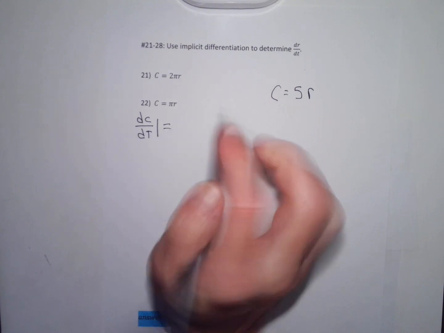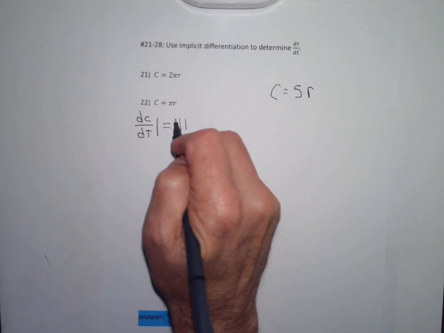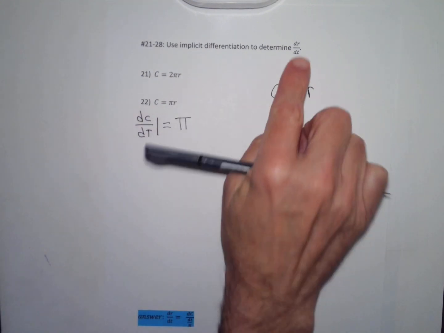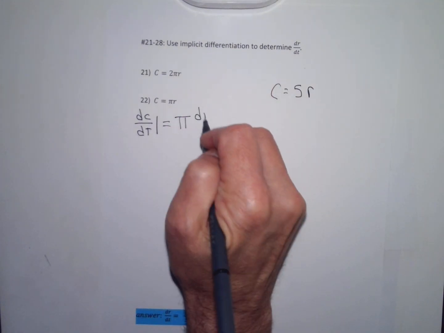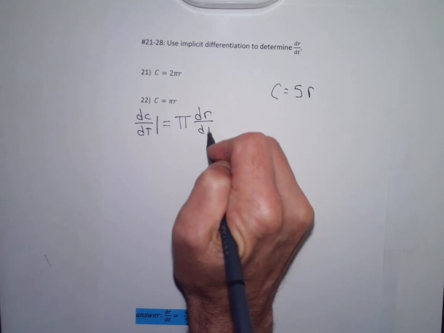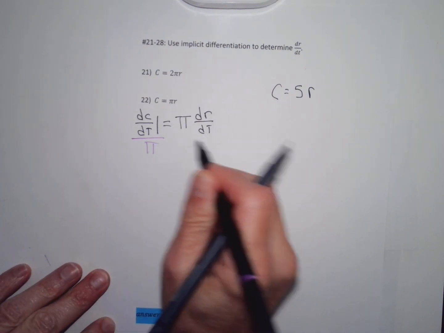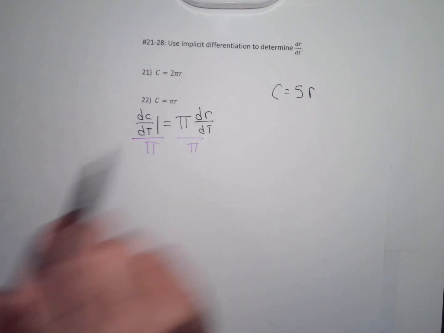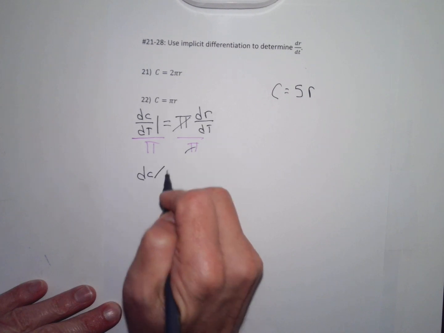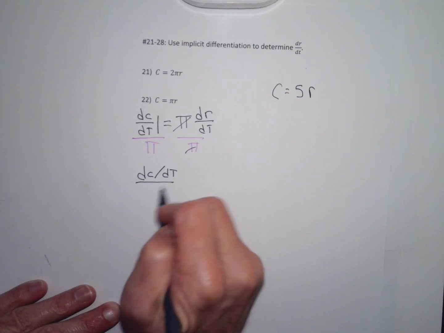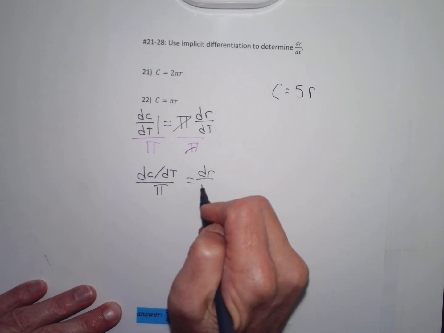And on the right-hand side, it's a first power term. The derivative of any first power term is its coefficient. In this case, its coefficient is pi. Because I'm taking the derivative with respect to t, and that r is not a t, I tack on d that variable dt. And now I just divide both sides by pi. On the right-hand side, the pi's cancel. On the left-hand side, I don't need to write that 1. I get dc dt over pi equals dr dt. And that's the answer to problem 22.